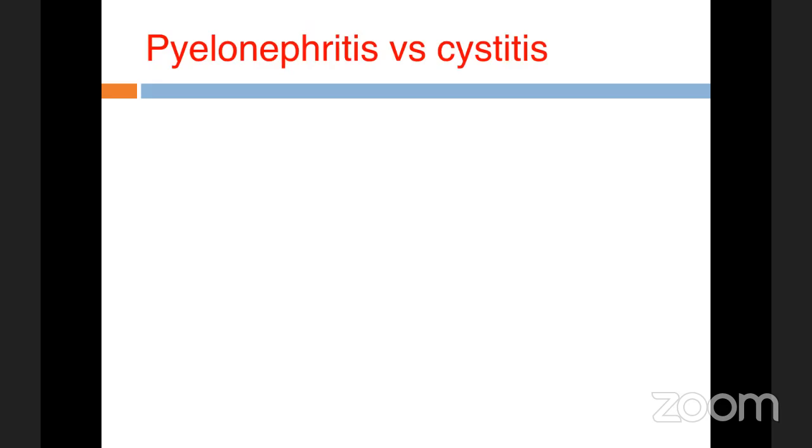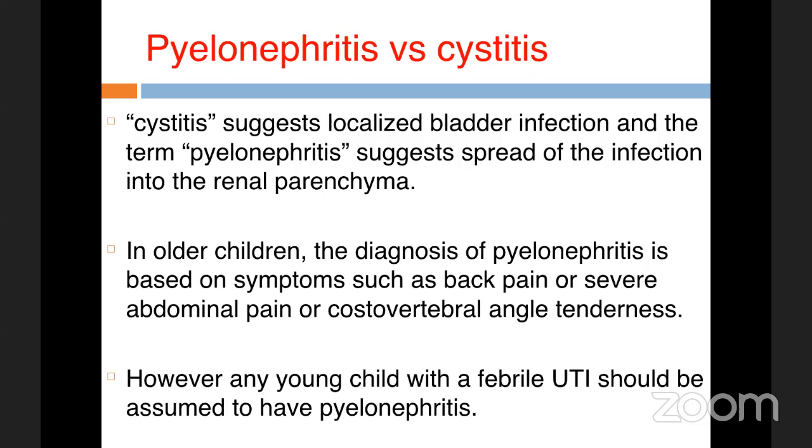So pyelonephritis versus cystitis. It's a very important condition, how to differentiate pyelonephritis and cystitis. Cystitis is a localized infection of the bladder, whereas pyelonephritis is related to the parenchyma. In older children, you might have back pain or costovertebral tenderness if you suspect pyelonephritis. However, any young child with a febrile UTI should always be assumed to have pyelonephritis. So in a smaller child who has fever, it is pyelonephritis unless proved otherwise.